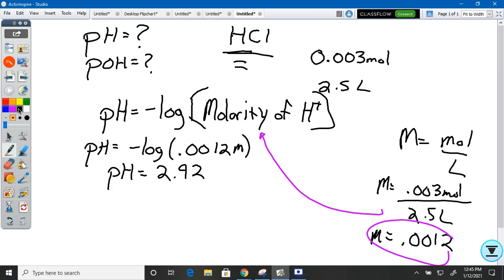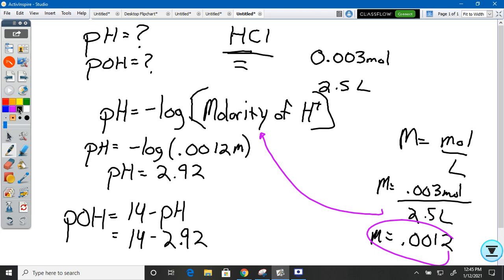Gosh, that's a pretty low pH, right? Pretty low, 2.9. I'd say that was definitely an acid. Well, if I want to know what it is on the pOH scale, how do I do that? I go 14 minus the pH. So 14 minus 2.92. You get your Desmos out, you get 11.08. All right, so that's definitely an acid. It's not a base, it's an acid.